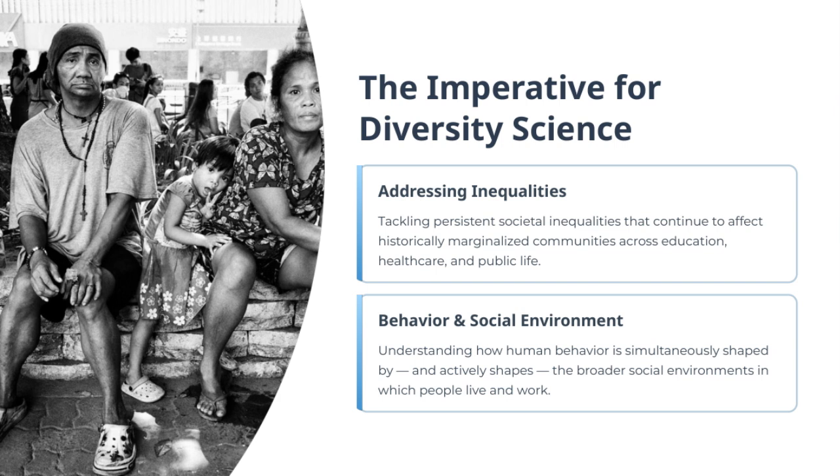And this brings us to the broader imperative for diversity science. It's about recognizing that diversity isn't just a moral or social goal. It's essential for understanding human behavior in all its complexity. Embracing diversity helps us develop more effective, equitable solutions and promotes social justice. So, by integrating insights from diversity science, we can better understand these interconnected dynamics and work toward creating more inclusive, fair social environments. This holistic approach is vital for meaningful progress.